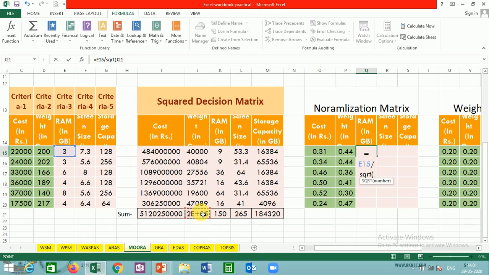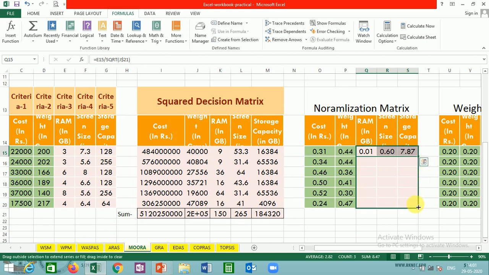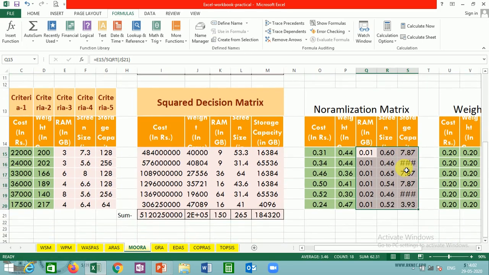Since I need to drag it, I'll be pressing F4 twice so that it will be easy to drag horizontally as well as vertically. So this is the value, and first I will drag it horizontally and then I will drag it vertically. So just let me check.